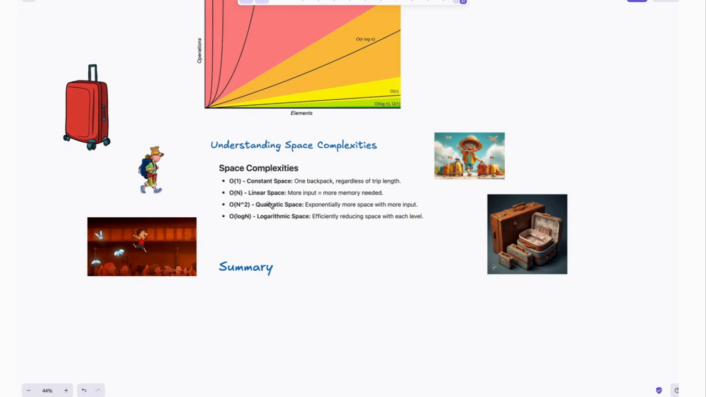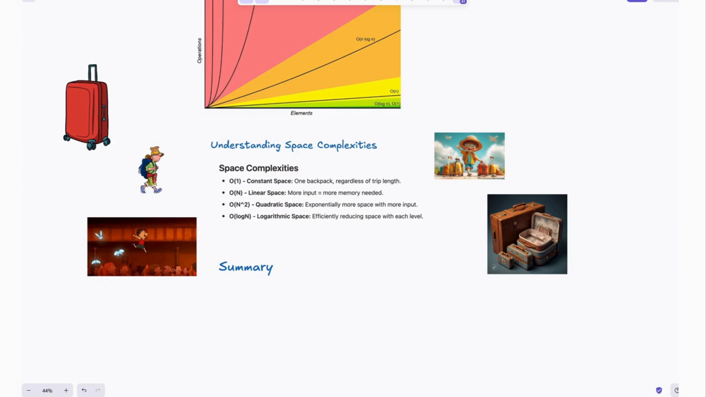Next is logarithmic space. This is just like organizing a series of nested suitcases. You start with a big one, and inside that you put a smaller one, and inside that you put an even smaller one, and so on. With each level, you're reducing the space needed. It's not as simple as O of 1, but it is much more efficient when compared to O of n and O of n squared. One common case is using recursive algorithms with binary trees, such as searching or traversing a balanced binary search tree.